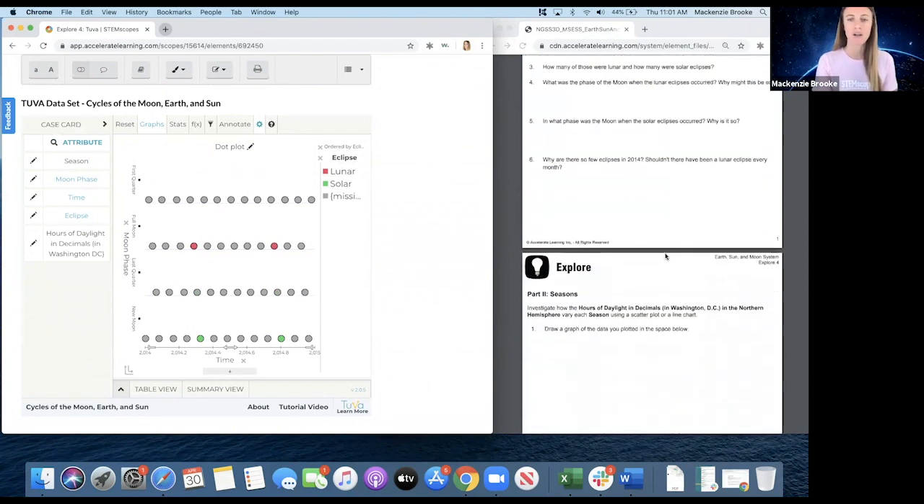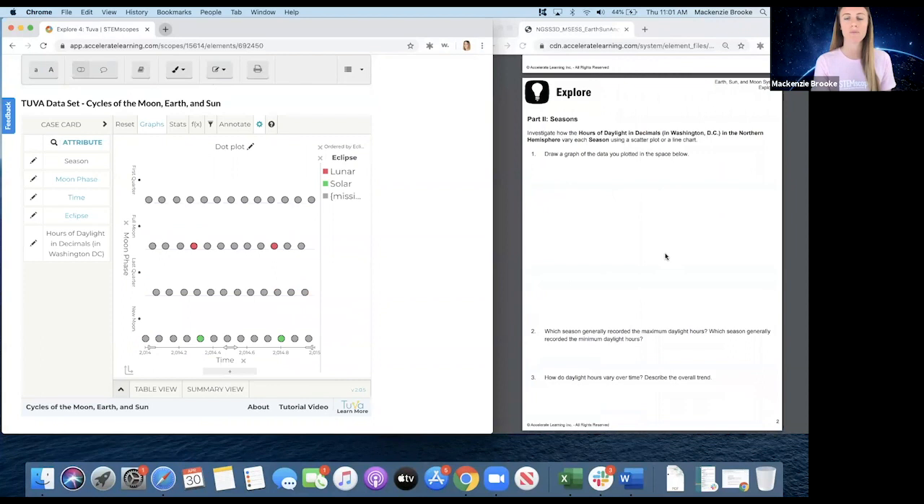So I'm going to go ahead and pause here, and we'll pick up with part 2, which is our seasons. We're now going to investigate how the hours of daylight in decimals in Washington, D.C., in the Northern Hemisphere vary each season using a scatter plot or a line chart. All right, so what I'm going to do is go ahead and reset.